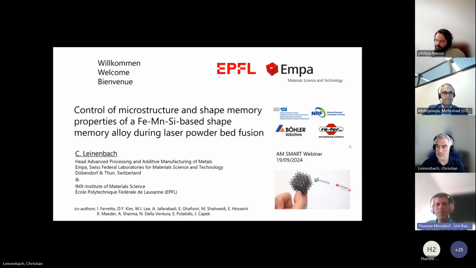The first speaker will be Christian Leinenbach from Empa in Switzerland, well known for his activities in iron-based shape memory alloys, and so this is what we will hear about in the next few minutes. The second speaker will be Philipp Krooß from my group in Kassel. There the focus will be different, but I will introduce him in a few minutes after the talk of Christian Leinenbach.